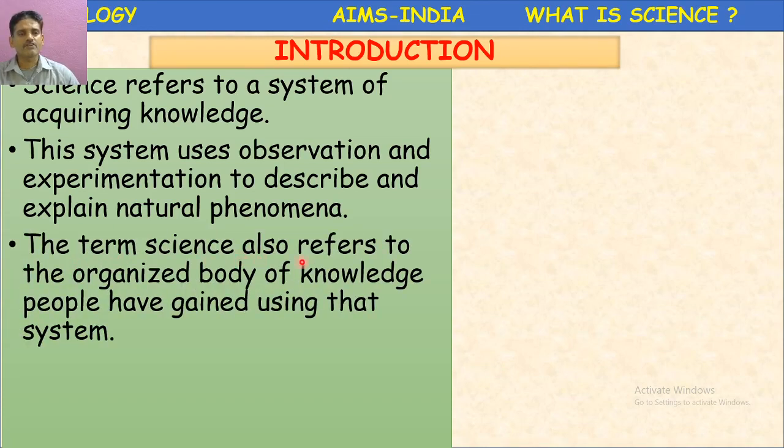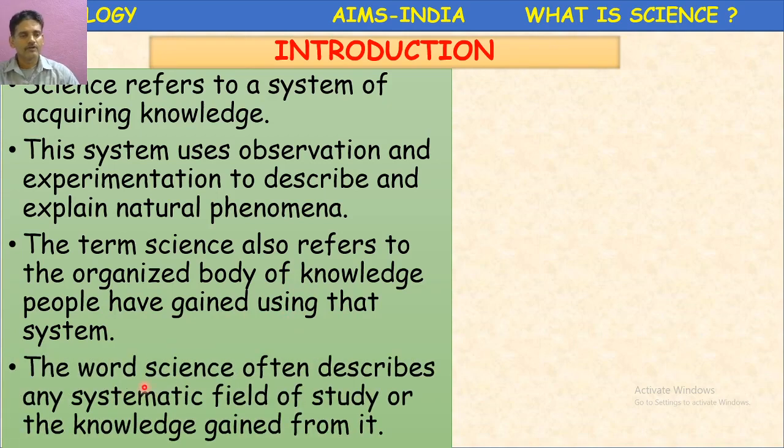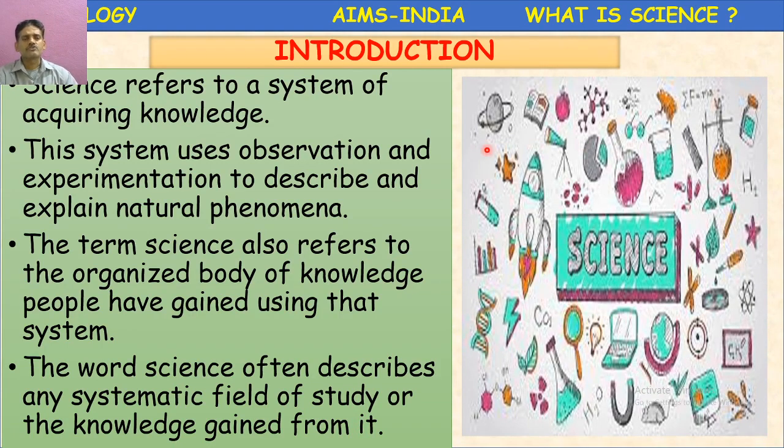The term science also refers to the organized body of knowledge people have gained using that system. The word science often describes any systematic field of study or the knowledge gained from it. Okay? So it involves so many experimentations, observations, hypotheses. So all those, whatever it may be, finally knowledge is gained through science. Okay? Let us proceed to today's topic.